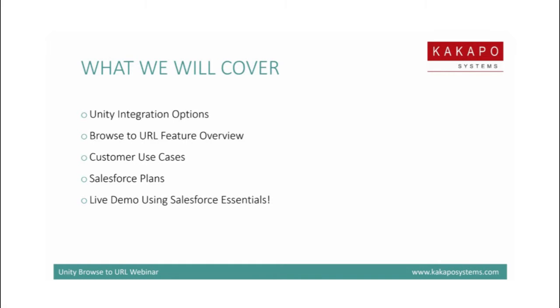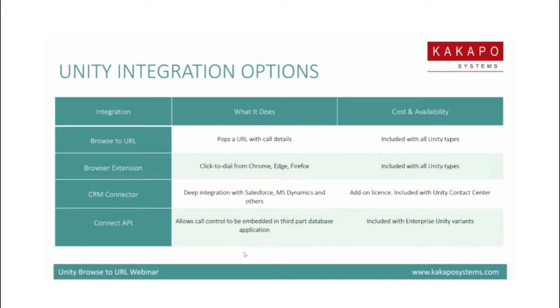So with that, let's frame where this product sits. We're looking at two things today. We're looking at the Browse to URL, as we just talked about, and we're looking as well at the browser extension, because when we're looking at Salesforce Essentials and any other CRM for that matter, the browser extension is what gives us the click to dial. So when we're talking about Salesforce Essentials integration, we're talking about exposing to Salesforce Essentials the incoming caller ID, for example, and also what options we have to click to dial. Both of those fall under the Browse to URL and browser extension. And I should say that those are both included with all of the Unity apps. So it doesn't matter what you're using, it's there anyway.